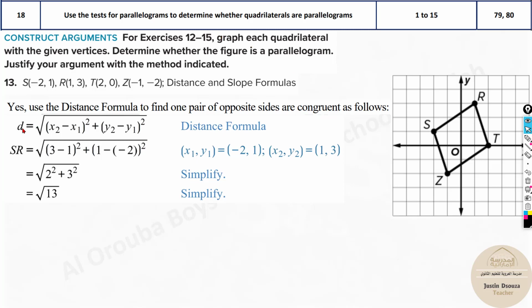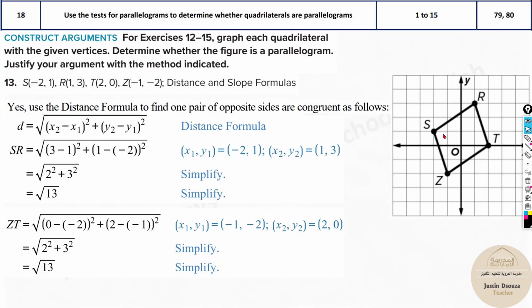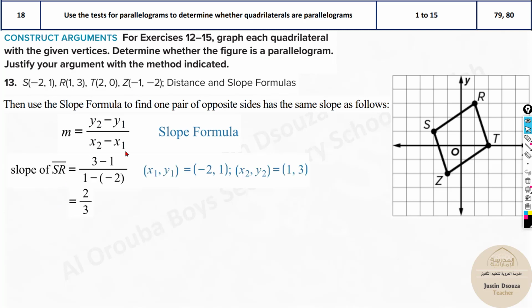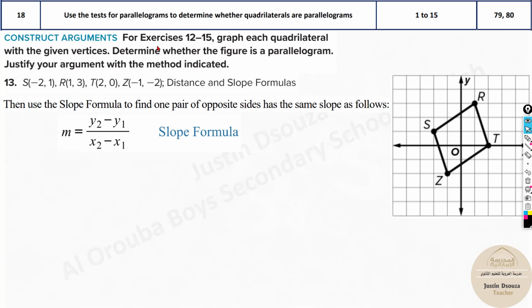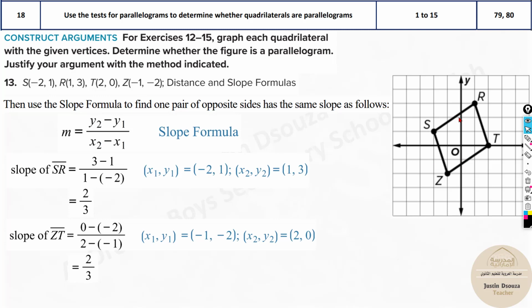Over here, if you remember the distance formula, it's d equals square root of (x2 minus x1) the whole square plus (y2 minus y1) the whole square. And then you solve it up. Here, opposite sides ST and ZT, are they having equal length? Yes. Now, one more thing is, find the slope for those same points, not the other points. You used SR and ZT. Find the slope of the same two lines, because only if the lines are congruent and having the same slope, that means they are parallel, then only it's a parallelogram.